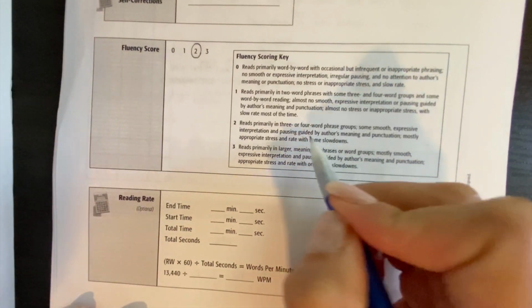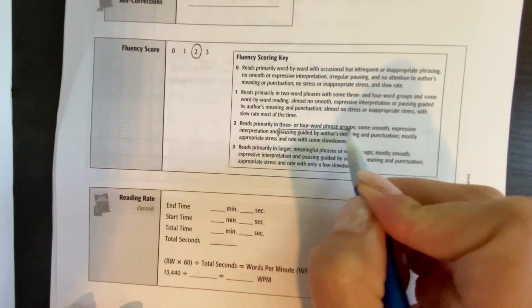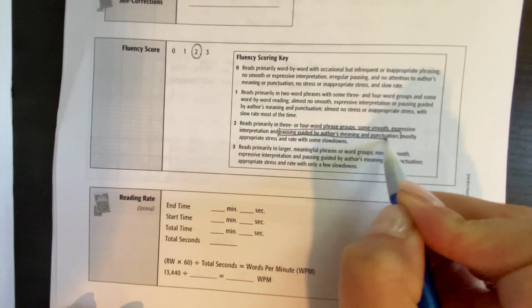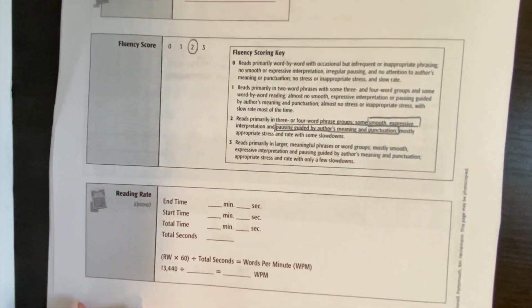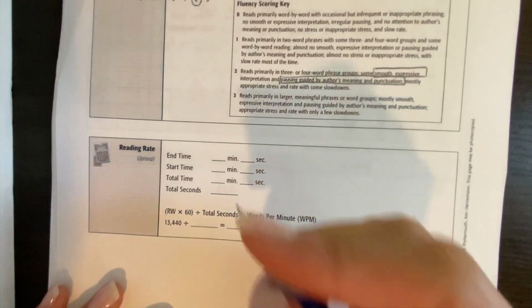So then I would actually put a square around this and put a square around this. These are two things that we would work on. So then I would go down here.